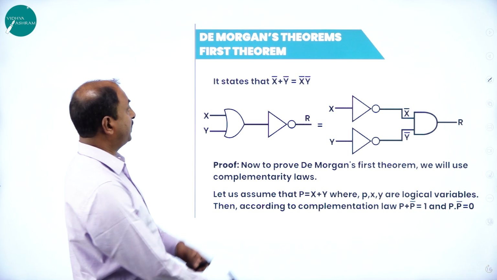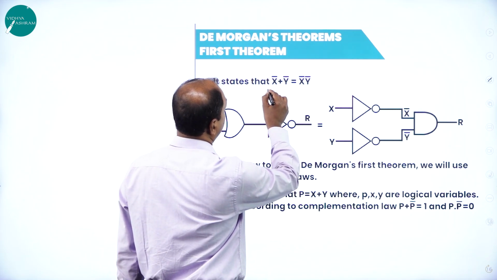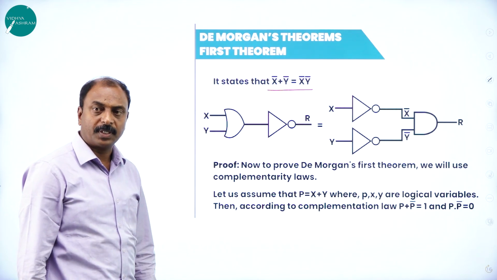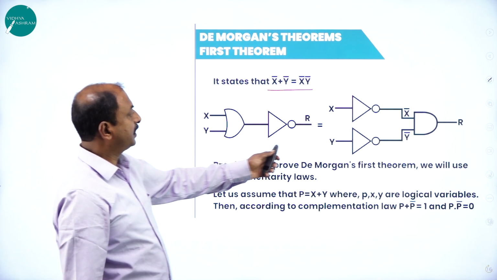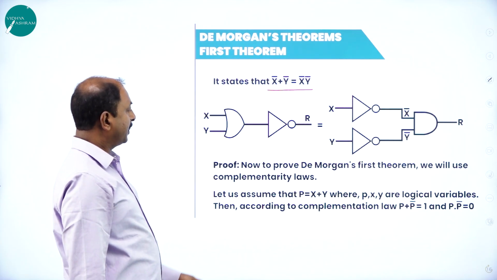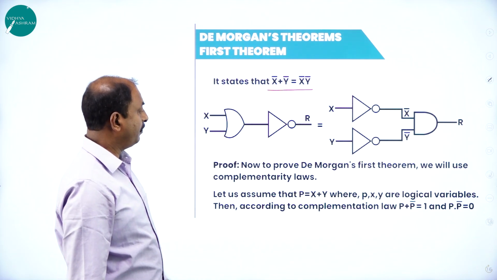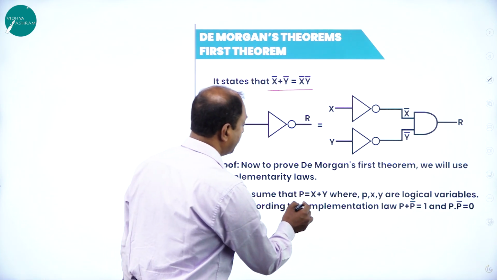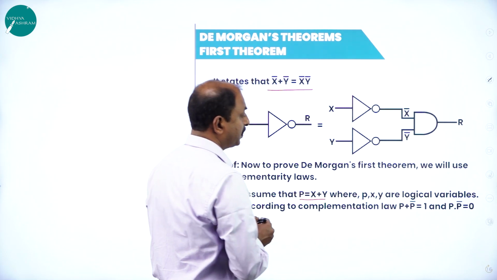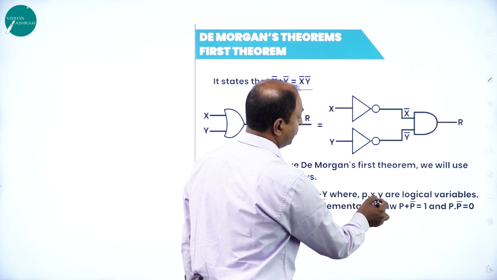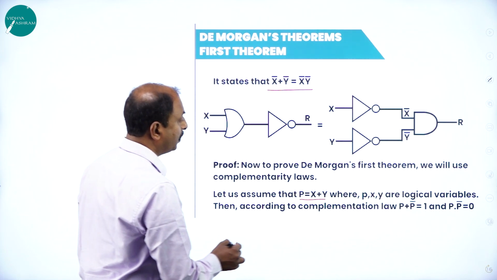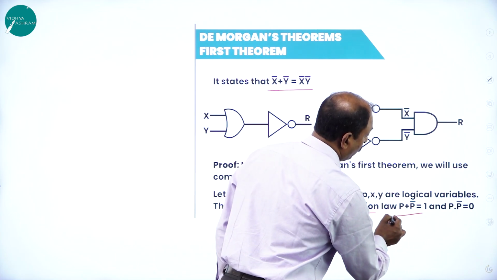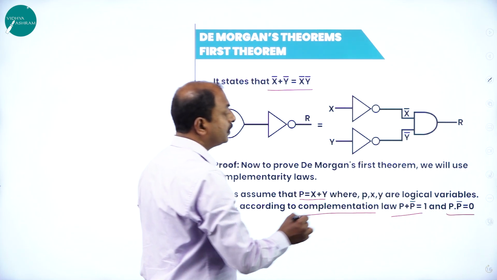It states that not (x plus y) equals not x into not y. This is the first De Morgan's theorem, and this is a logical circuit for it. In order to prove this Boolean theorem, we are following the complementarity law. First, let us assume that p equals x plus y, where p, x, y are the variables. According to the complementarity law, p plus p naught equals 1 and p into p naught equals 0.